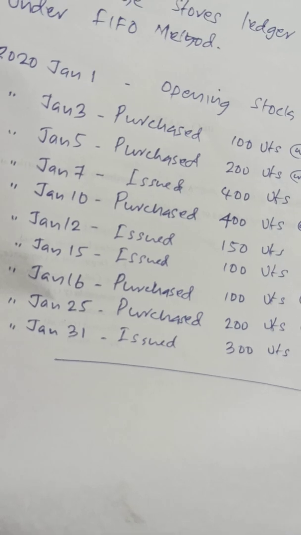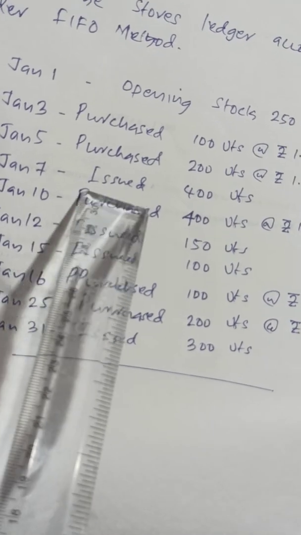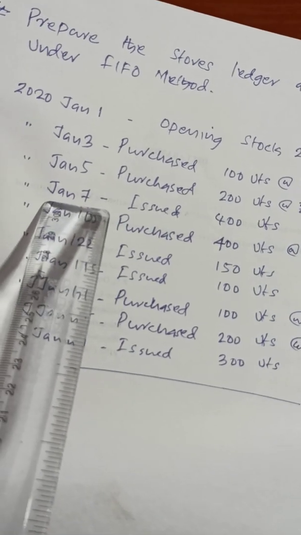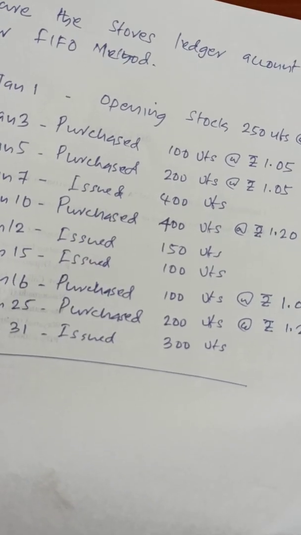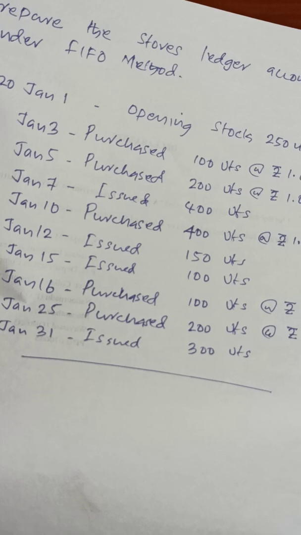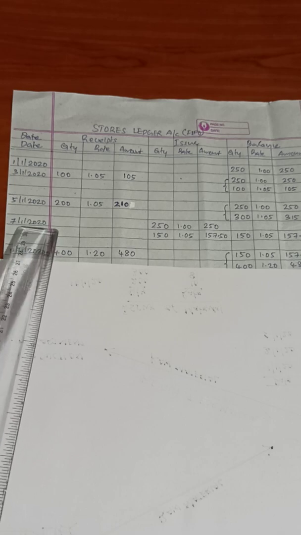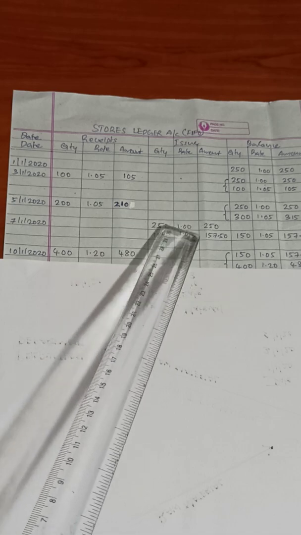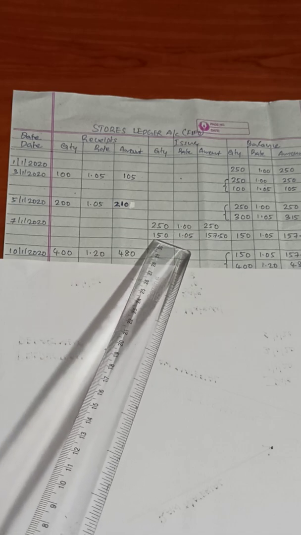On 7th January, there is an issue of 400 units. That is, on 7th January in the organization there was an issue of 400 units. So let us see how this entry was recorded. So you write the date column 7. On 7th there are no entries in the receipt column because we are issuing. So in the issue column, how much are you issuing? We are issuing 400 units.